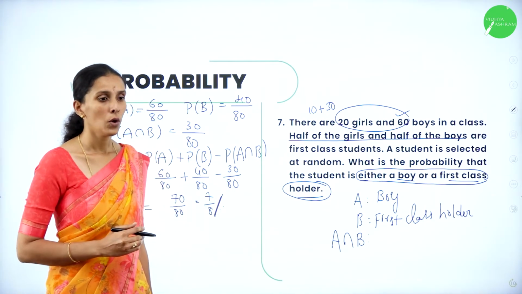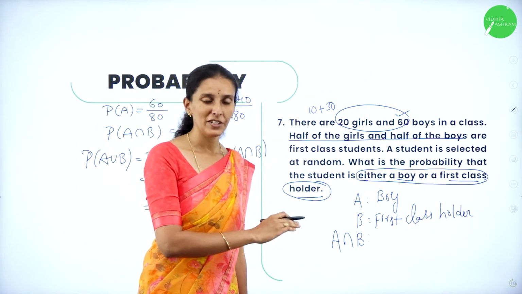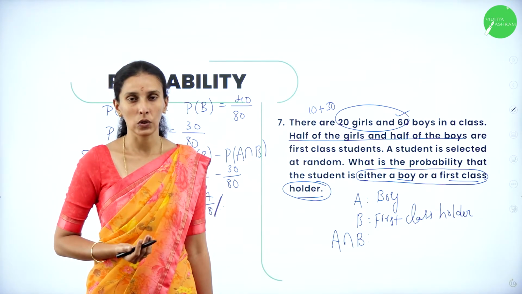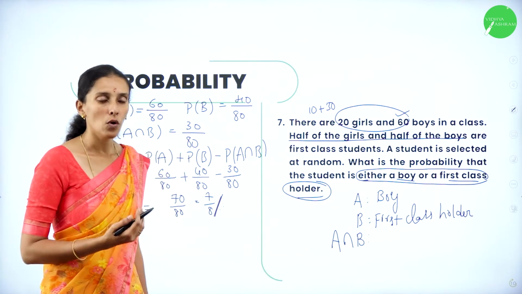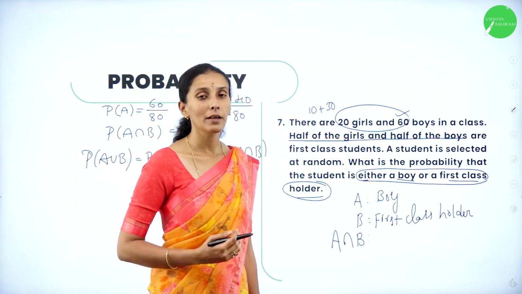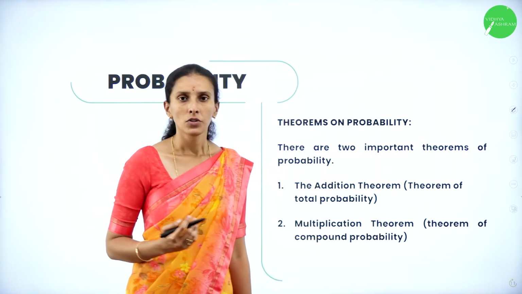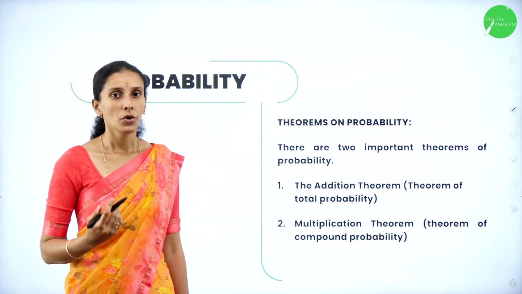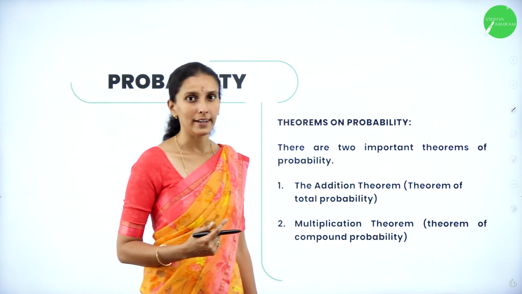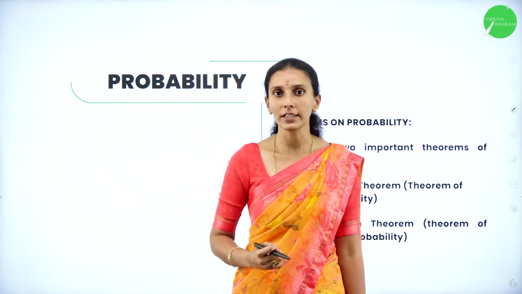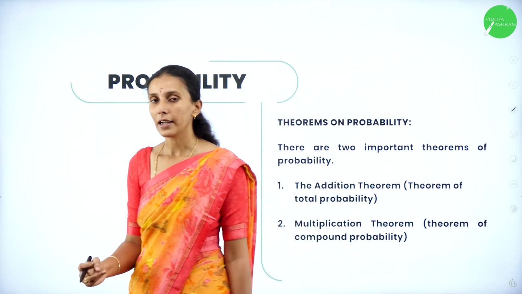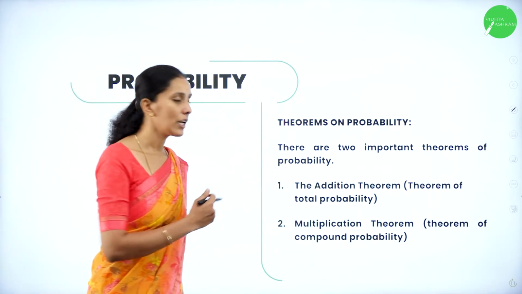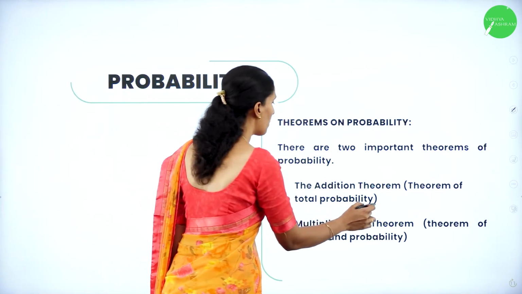So this is how we use the concept of complementary events as well as events that are not mutually exclusive. Let us move on to the next topic, theorems on probability. Why these theorems on probability? What do they state? We have mainly two important theorems: one is the addition theorem and the other is the multiplication theorem. What does the addition theorem say? The addition theorem is nothing but the total probability.